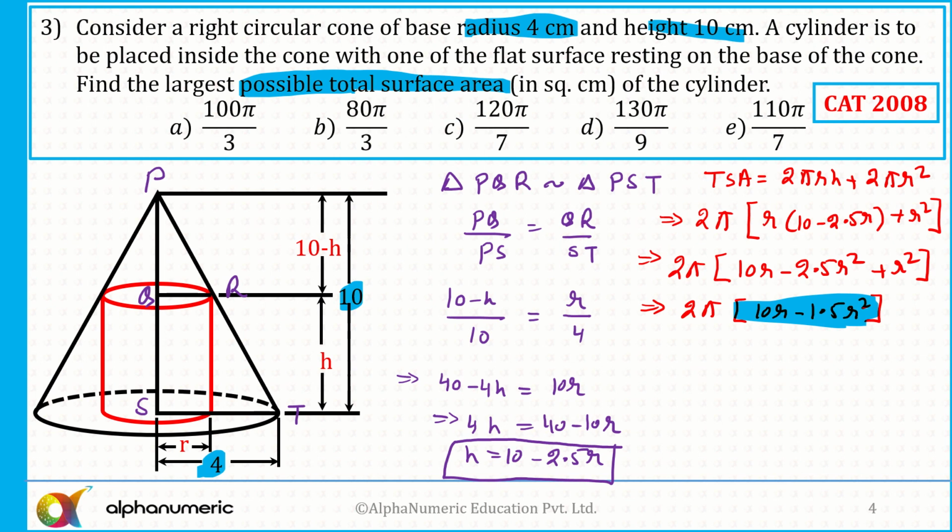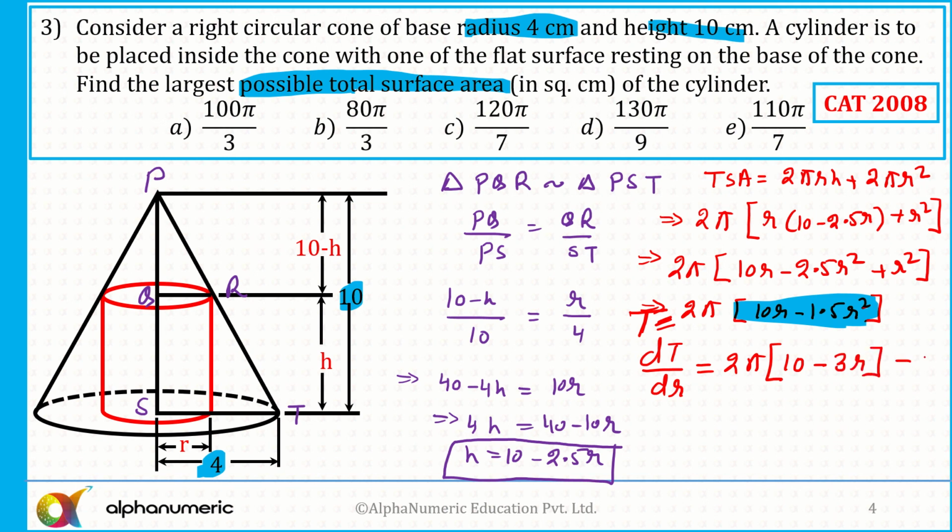Now if you observe this, one of the ways is to use differentiation, and with differentiation you can find the answers quickly. Or, if you observe, this is nothing but a quadratic equation in R, so you can use either the formula of a quadratic equation or differentiation. If I am using differentiation here, remember 2 pi is constant. The total surface area is equal to T. If I differentiate it, I'll get dT upon dR, and 2 pi the constant will be here. And the differentiation of 10R minus 1.5R square is 10 minus 1.5 into 2, which is 3R.